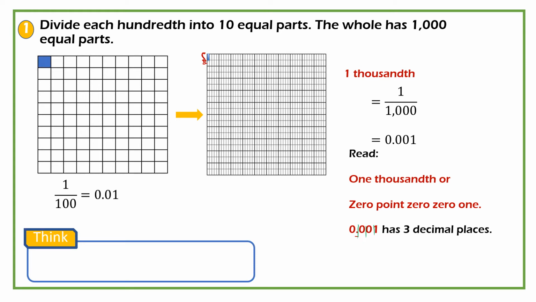Now, student, I want you to think. Remember, 1 out of 10 is 0.1. Also, 10 out of 100 is 0.1. What about 100 out of 1,000? Think. What decimal is that?